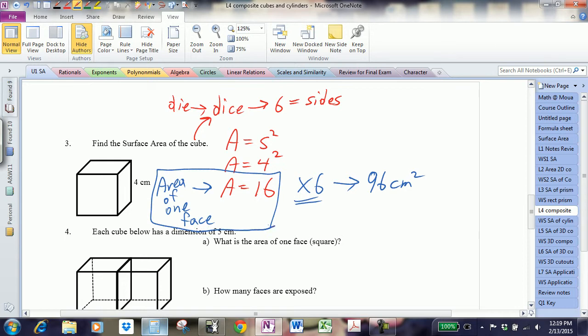Did I do something wrong? Okay, the area of one face.